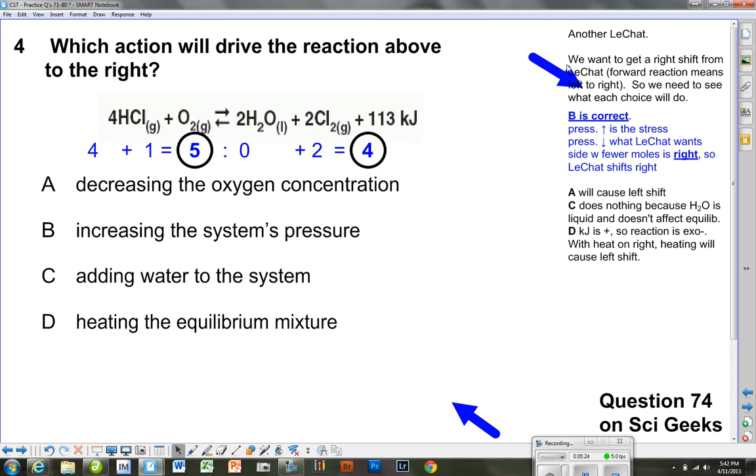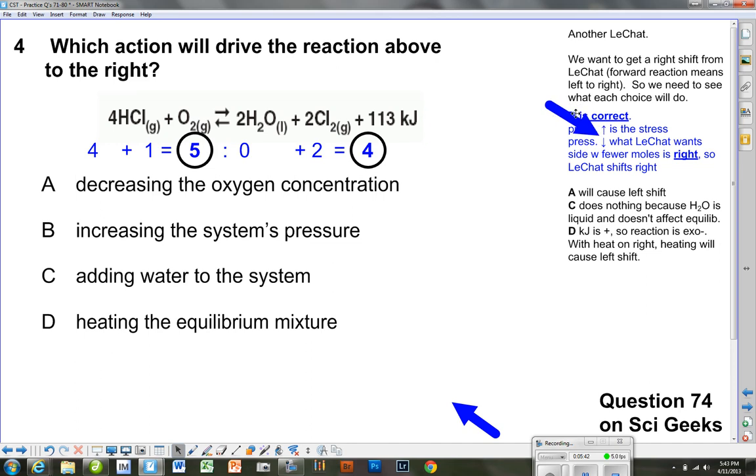It means left to right, just like it did in the last slide, or the one before, I forget. But at any rate, we need to see what each choice will do. B is correct. Why? Because we're putting the pressure up in B.